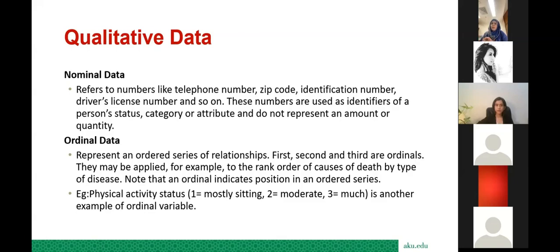So what we need to remember, any data that has an order, it is known as an ordinal data, that is categorical data, or qualitative data. And if anything does not have an order, it is known as a nominal data.